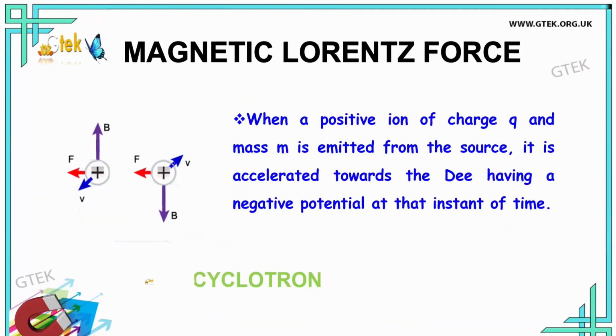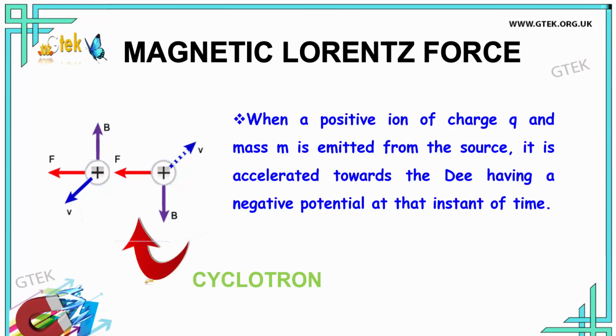When a positive ion of charge Q and mass m is emitted from the source, it is accelerated towards the D, having a negative potential at the instant of time. You could see the picture on the left side. So the ion is positive of charge Q, and its mass is getting emitted from the source and it is accelerating. So it is having the negative potential at the instant of time.